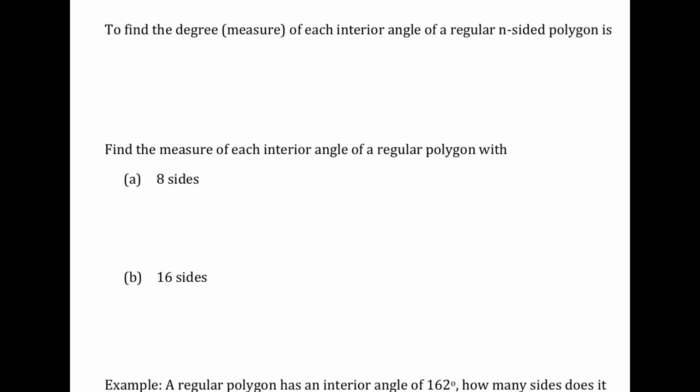Okay, so we're going to look for how big each angle inside of a regular polygon is. So I'm going to use the letter I to say interior angle, and it's going to be n minus 2 times 180 divided by n. I'm going to just write this in here in case you weren't listening. Interior angle.